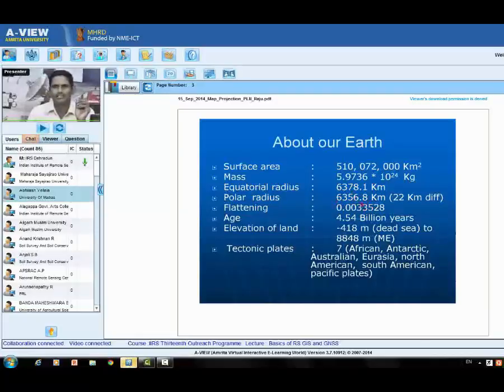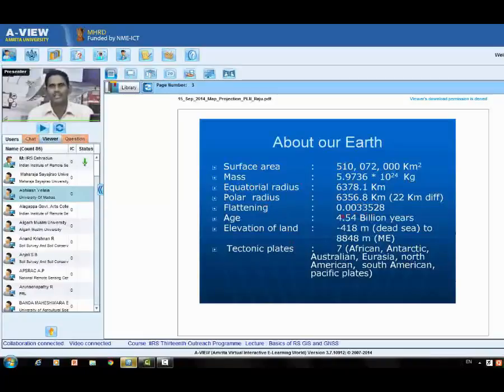So you see there is around 22 kilometers less on the northern side than on the equatorial plane. That means it is not completely a sphere, which is why we always say ellipsoid. An ellipsoid means the major axis in the x-axis is longer than the minor axis in the y-axis. It is also called an oblate spheroid. And then there is the flattening.